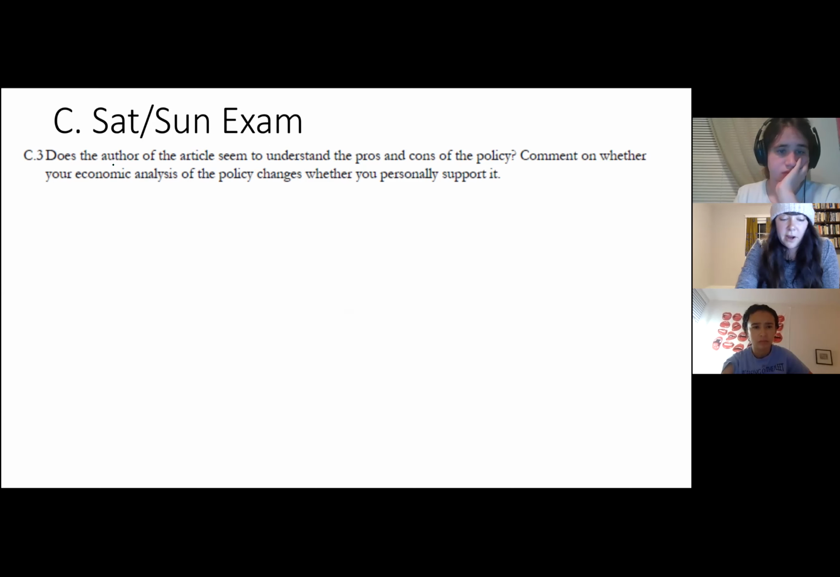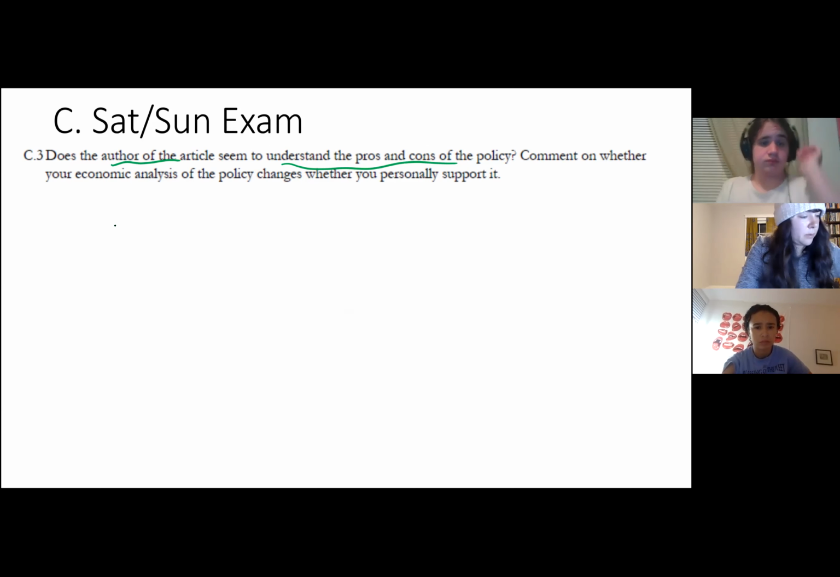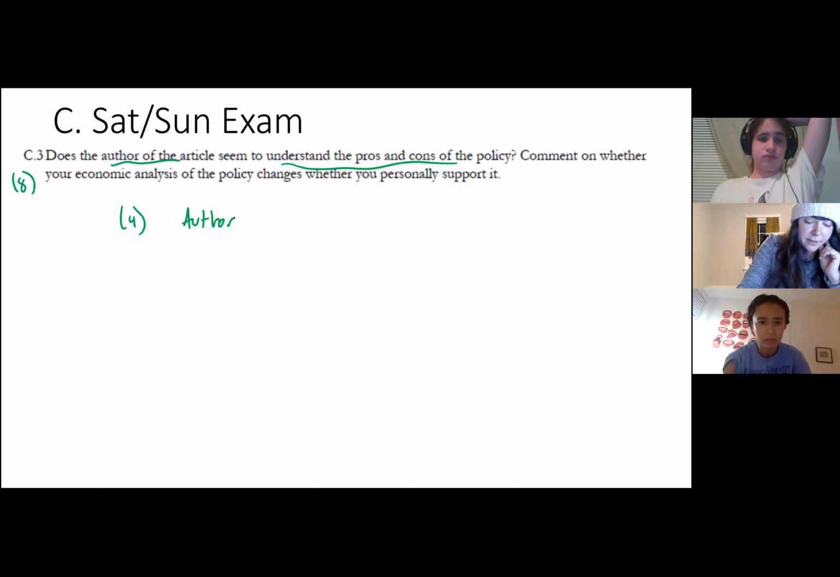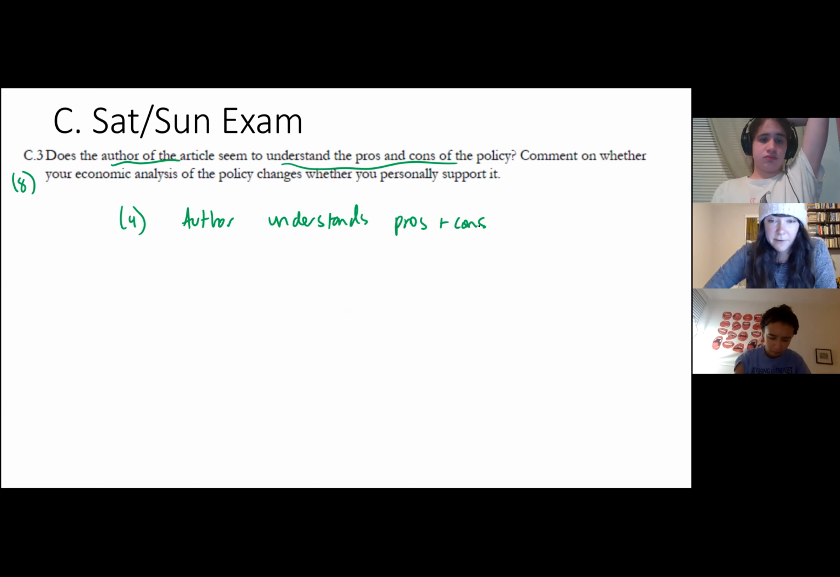So does the author of the article seem to understand the pros and cons? That was worth, let's see, 8 points. I think 4 of them were for defending whether the author understands the pros and cons. Something that was really frequent was the author advocating for a subsidy, but they didn't really understand that there's a trade-off there. They were kind of treating it like it's free money.